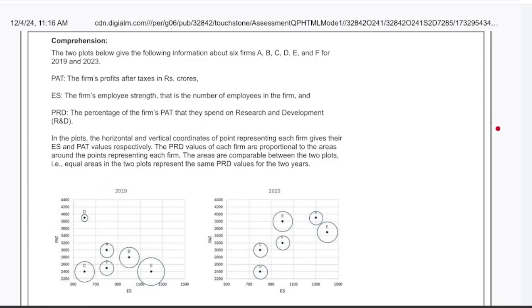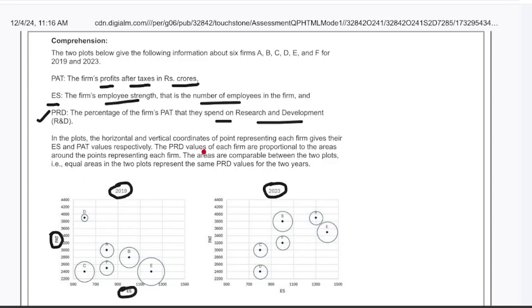There are two charts given, bubble charts we can call them. PAT, which is on the y-axis, shows the firm's profit after taxes in rupees crores. ES, which is on the horizontal axis, the x-axis, shows the employee strength, the number of employees in the firm in that particular year. Then PRD is the percent of the firm's PAT, that is, how much of the profit after tax they are spending on research and development, R&D.